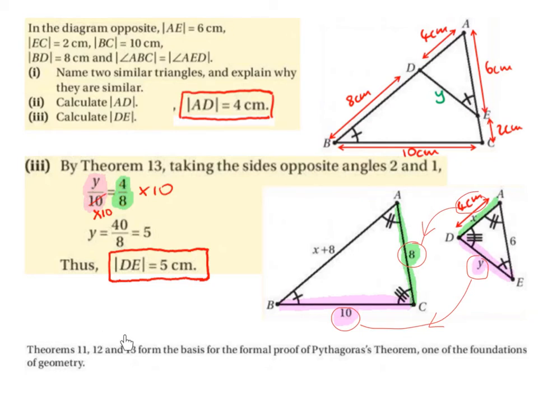Theorems 11, 12 and 13 form the basis of the formal proof of Pythagoras' theorem, one of the foundations of geometry.